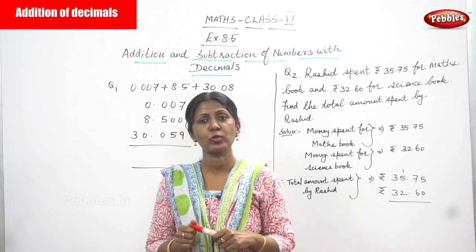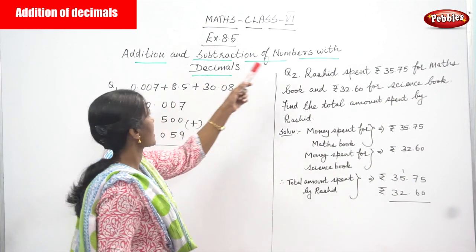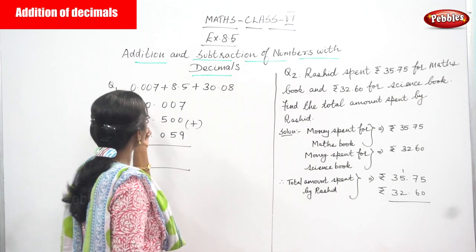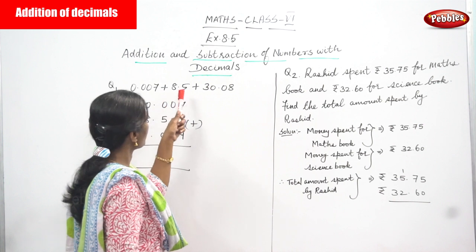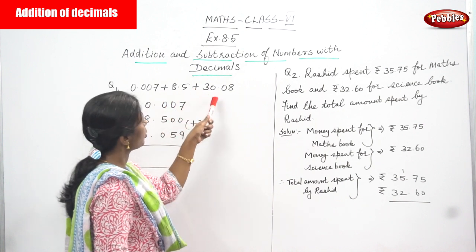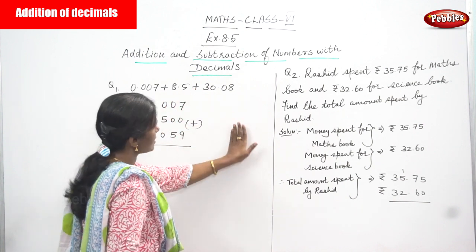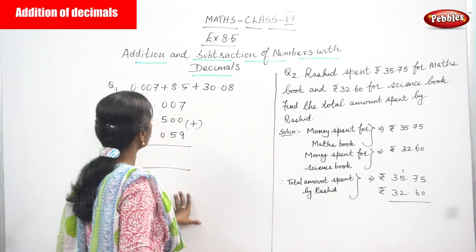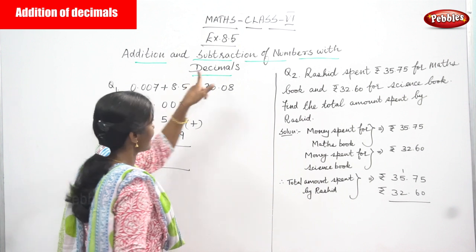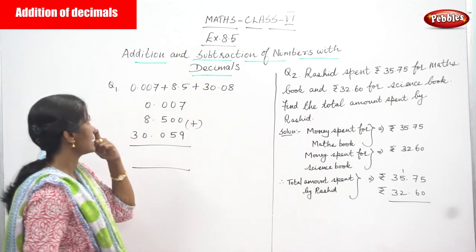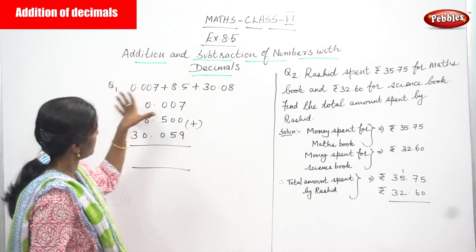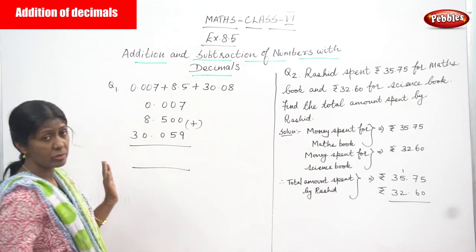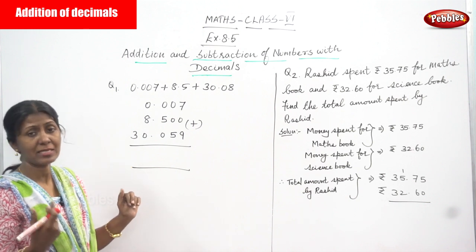In today's class, we are going to see addition and subtraction of numbers with decimals, exercise 8.5. The first question, 0.007 plus 8.5 plus 30.08. We are going to see the addition as well as the subtraction. First, we are going to see the addition. These two sums are addition. Now we are going to see only the addition. Next we are going to see the subtraction.